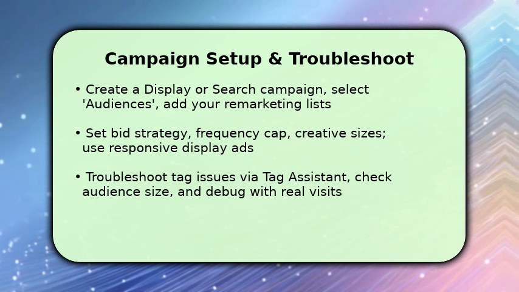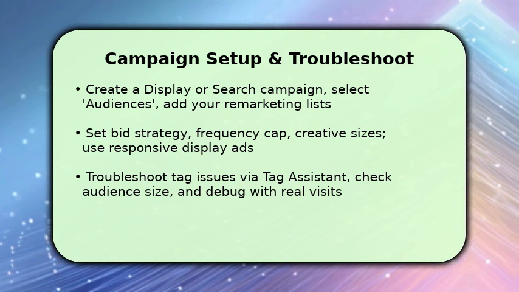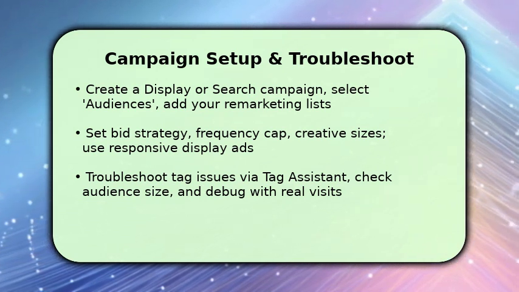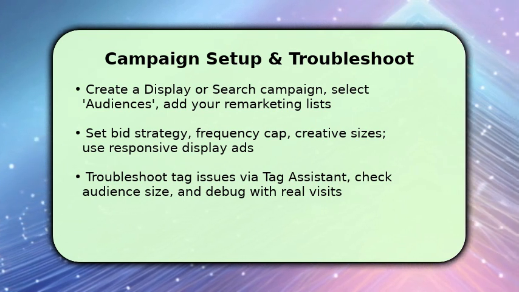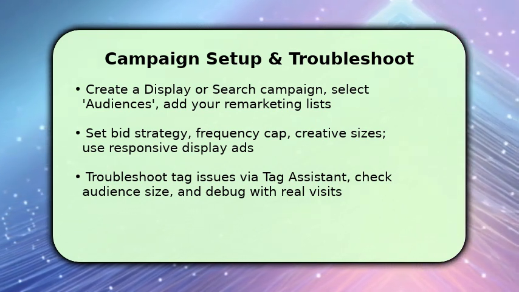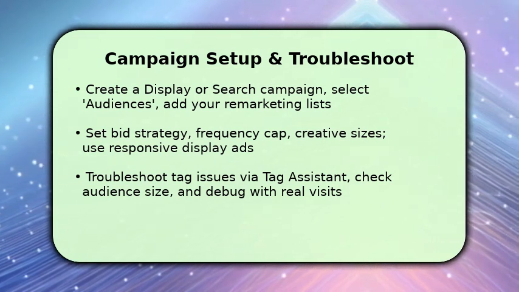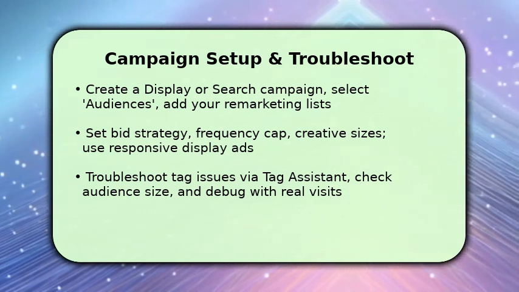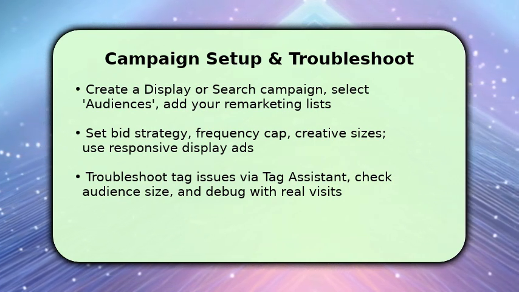Then launch but monitor. If audiences remain empty, use Tag Assistant and real-time analytics to ensure tags fire and parameters pass. If reach is low, broaden rules or extend membership duration. If overserved, tighten frequency caps or exclude converters. One key tip: test with a known visit and refresh audience diagnostics to confirm enrollment.